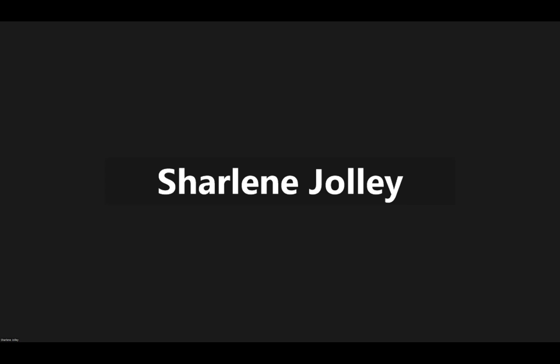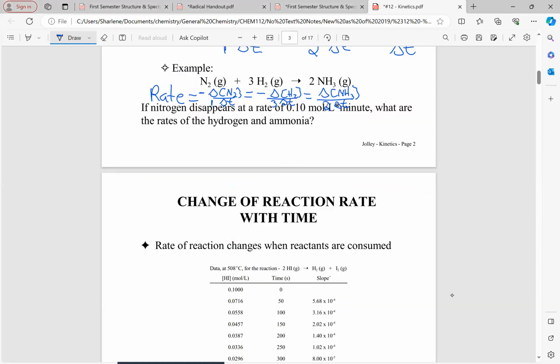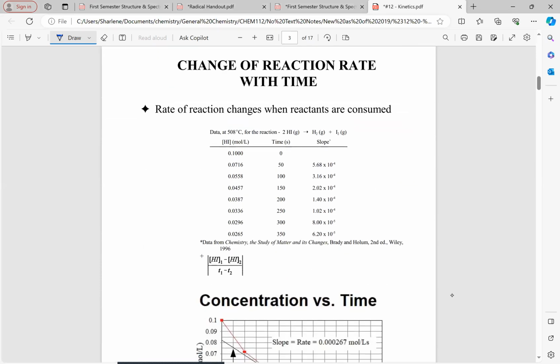We are going to continue on with concentration and rate. So I'm going to go back to our notes. Before, we talked about the rate of reaction equation. Now we want to talk a little bit about the change of reaction rate with time, and we're going to move into the concentration. Here's just a generic set of data that I got from a book. Here's my concentration, and then I gave you the time.